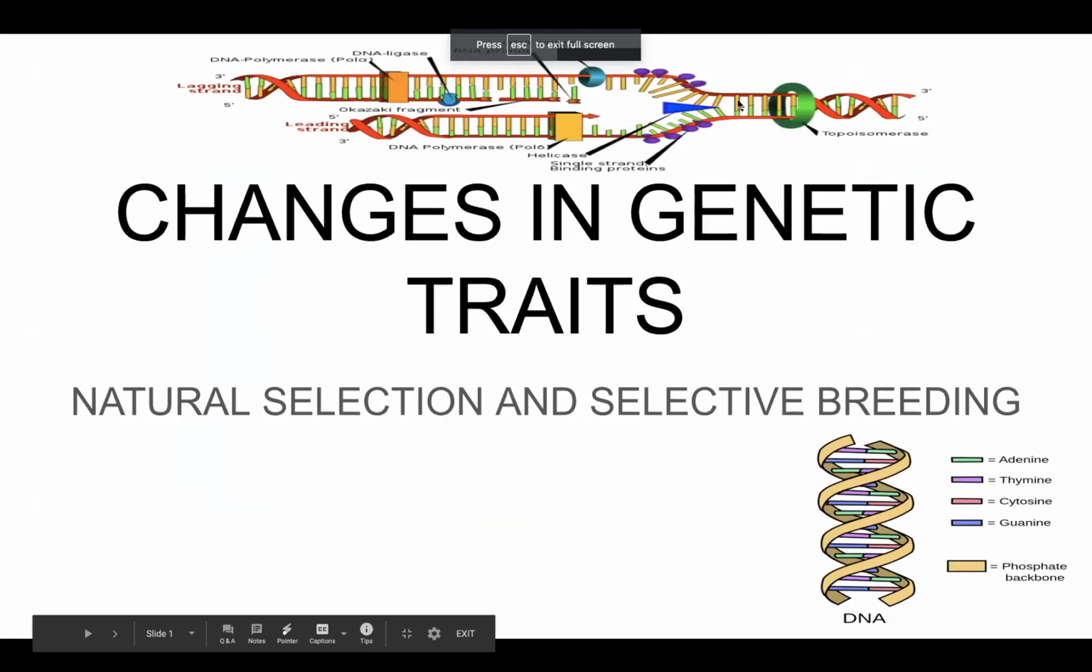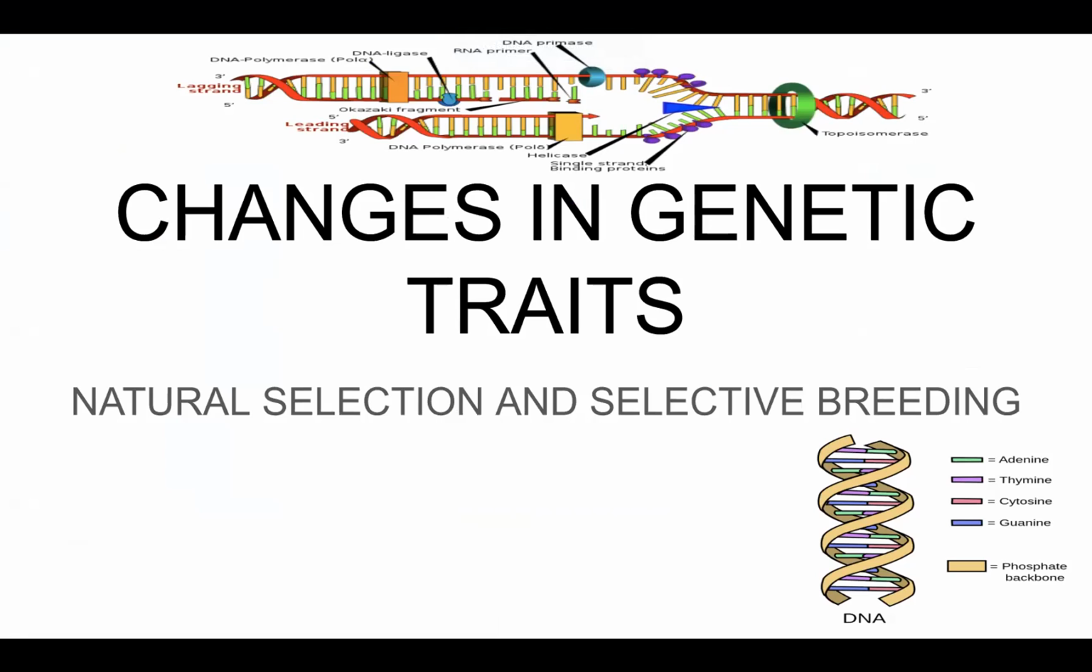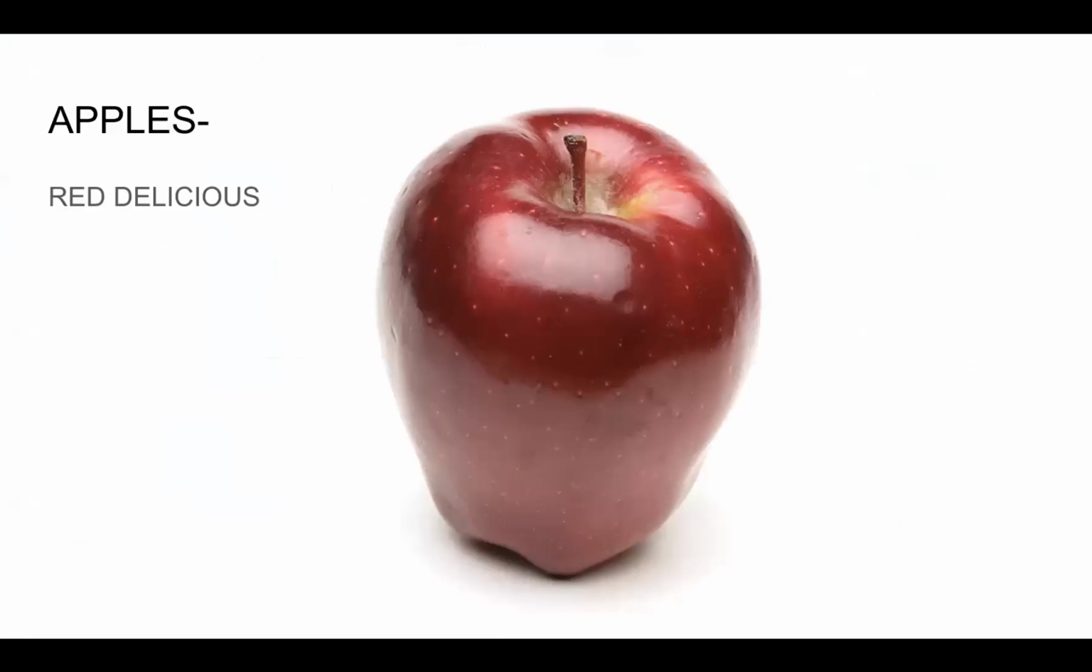So, natural selection and selective breeding, changes in genetic traits. As you know, because of DNA, we've mapped the genome of the human person, but we also have mapped the genome of both plants and animals. So let's start off with apples. This is the Red Delicious apple.